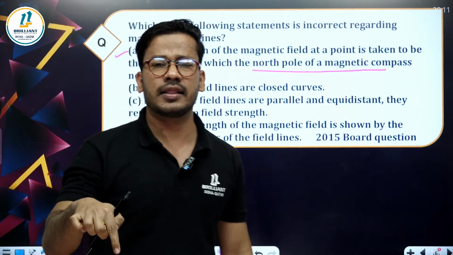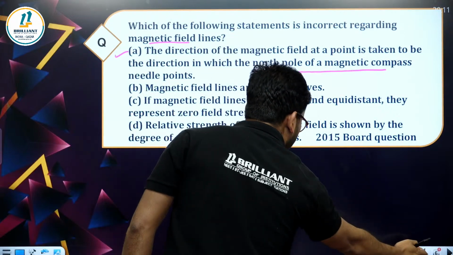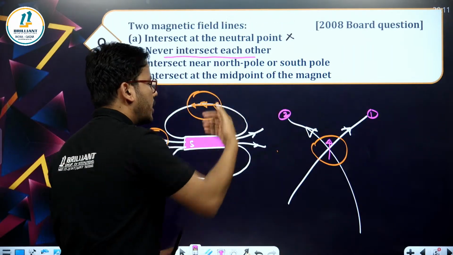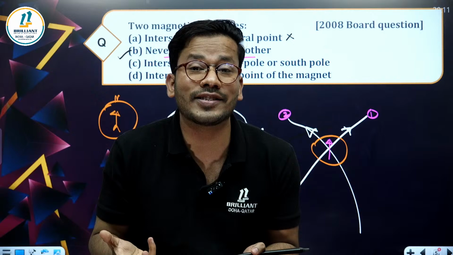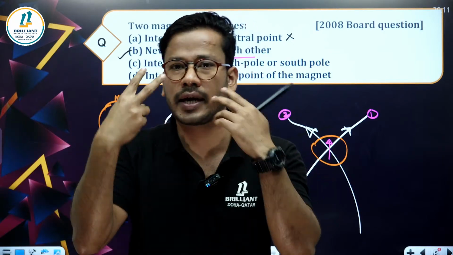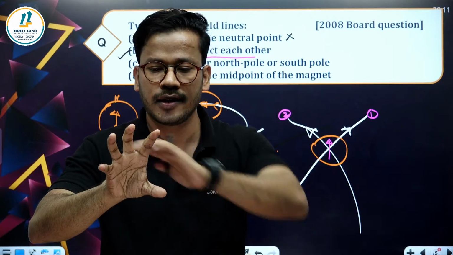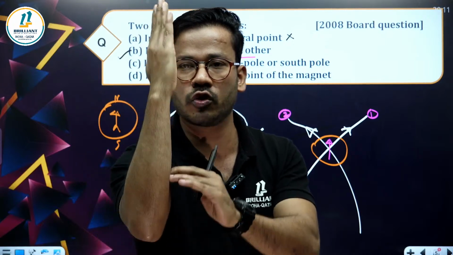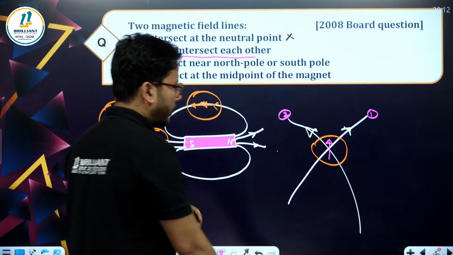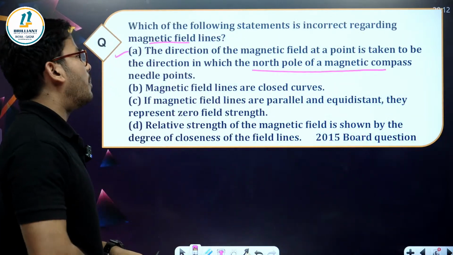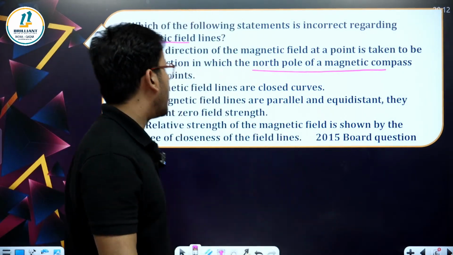Just now I discussed that wherever the field line goes, the compass will start moving this side. First of all, magnetic field lines are imaginary. If magnetic field lines are going this side, how do I assume that? Because I can't see them with our naked eye. So I will take a compass and place it in the center. The compass which is pointing towards north will start moving like that. So the first part tells that the direction of the magnetic field at a point is taken to be the direction in which the north pole of a compass moves. Of course, it is correct. Let me see the next one.